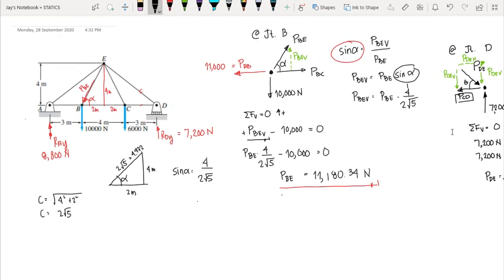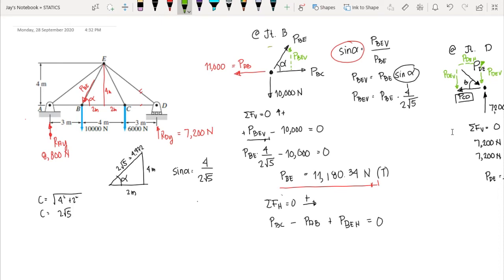So we can now compute for the force of member BC. And now take note, we have positive answers. So therefore, we have correct assumption that BE or force BE is in tension. Okay? Now for member BC, we can use summation of forces horizontal is equal to 0. All the forces to the right are positive. So therefore, we have positive PBC minus PAB plus the horizontal component of BE. Let's say that's PBEH. And this equals to 0.